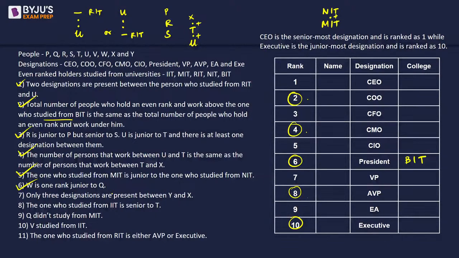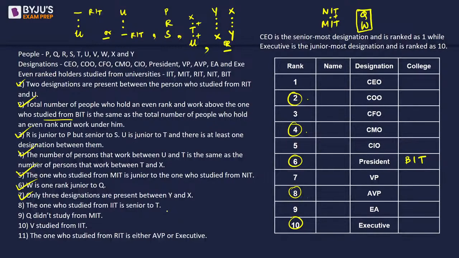W is one rank junior to Q. So this is consecutive. So one of them definitely studied in one of the 5 universities given. Only 3 designations are present between Y and X. So we can have Y, 3 designations and X, or we can have X, 3 designations and Y. Right? दोनों में से one will happen. Okay. Let's put commas.